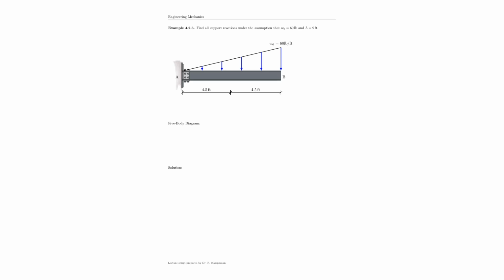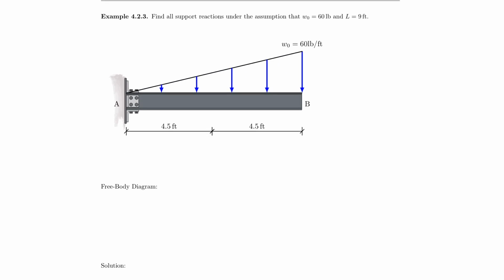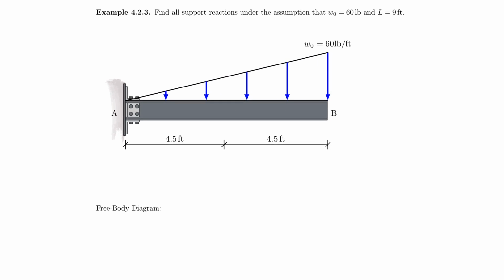So here we have our first easy way in to non-evenly distributed forces with a triangular distributed force that sits on top of a 9-foot long beam, and it carries 60 pounds per foot at this high point and 0 pounds per foot right here, and everything else in between. And our goal now is to find the support reactions.